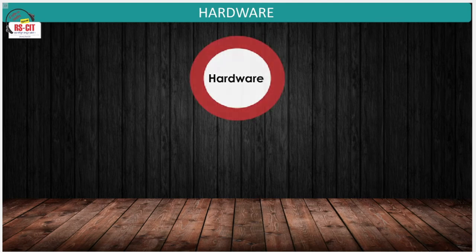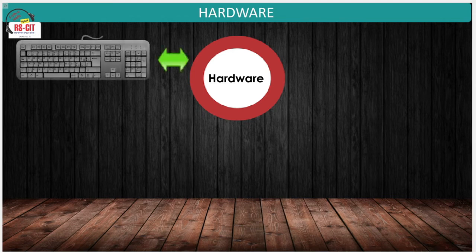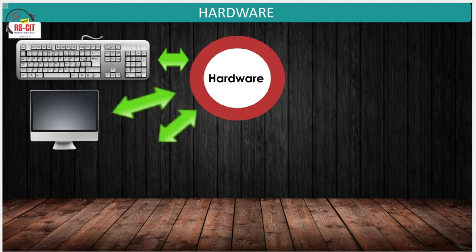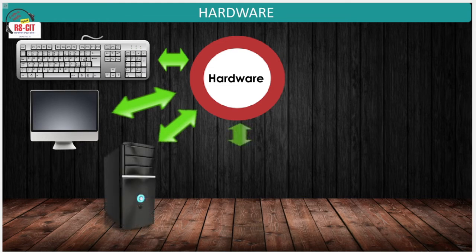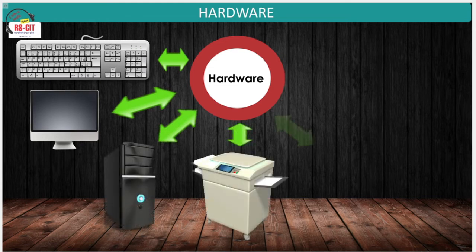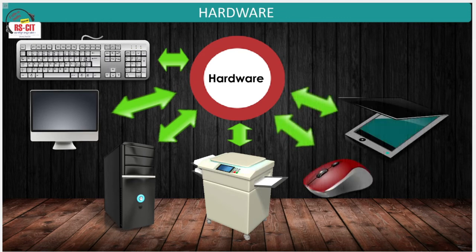Now let's understand what is meant by hardware and software. All the physical and mechanical equipment attached together to make a computer are called hardware. We can say that all the parts or peripheral devices of the computer that can be touched and seen, such as keyboard, monitor, CPU, that is central processing unit, printer, mouse, scanner, speaker, etc.